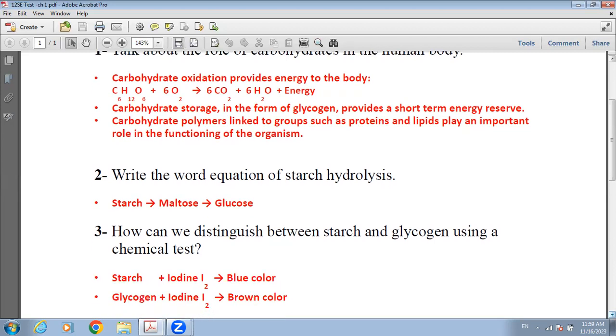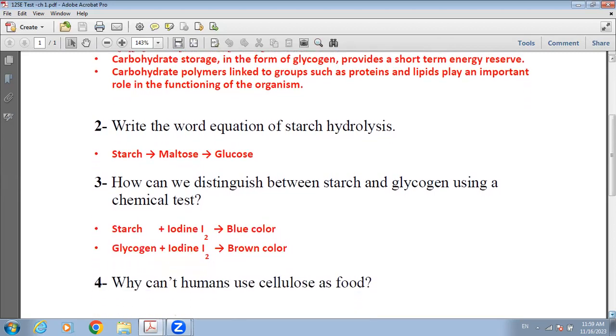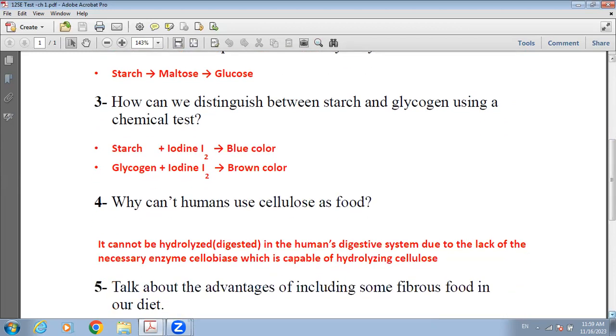Second, write the word equation of starch hydrolysis. Starch breaks down in the presence of an enzyme called amylase into maltose and eventually into glucose. How can we distinguish between starch and glycogen using a chemical test? We saw that starch with iodine gives blue color, glycogen with iodine gives brown color.